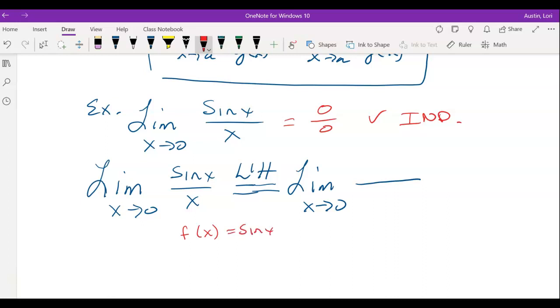So f of x is sine x. What's the derivative of sine x, everybody? Okay, so I replace f of x, which is sine x, with cosine x. Now, g of x is just x. What's the derivative of g of x? You can see how this problem is becoming a lot easier by taking the derivative, because when you take derivatives, it often goes down to single digits. Oh, so that's a 1.